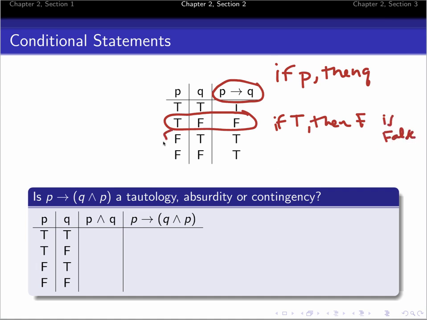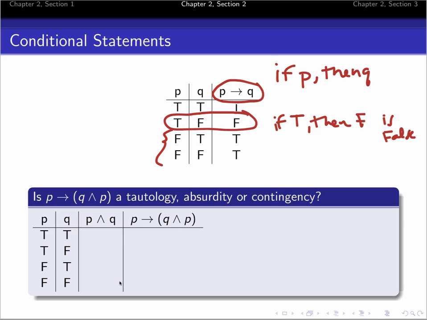And these last two pieces of that truth table are a little bit harder to understand. I just try to think of it as a rule. So if the if part is false, it doesn't matter what happens. Your whole statement is true, which again seems kind of weird.